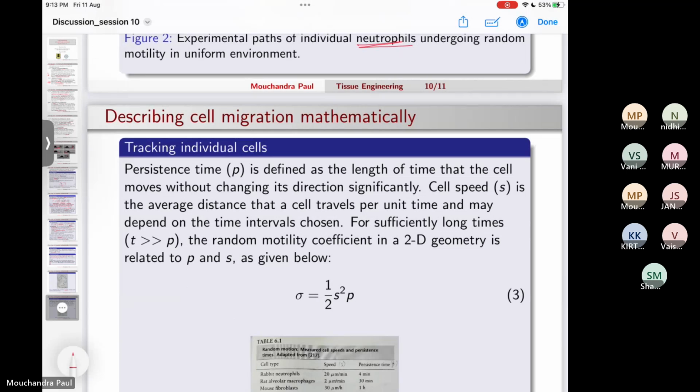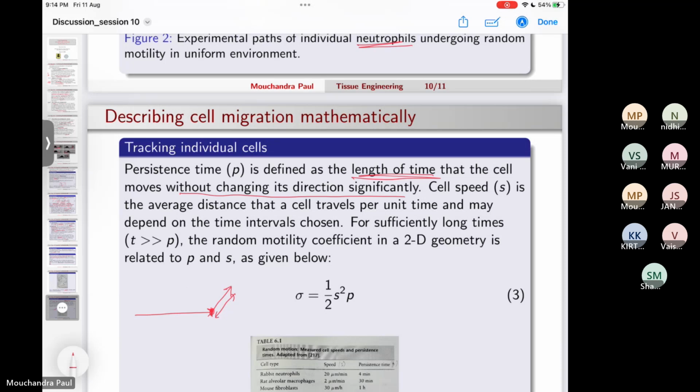Now, as I said, people use two terms, persistence time and cell speed, to describe this process. Persistence time is basically the time for which the cell is moving without changing its direction significantly. So if the cell is moving in this direction, for how long it has moved in this direction, that is the persistence time. Then at this point, the cell took a turn and moved upwards, so again a new persistence time value will come for this particular path.